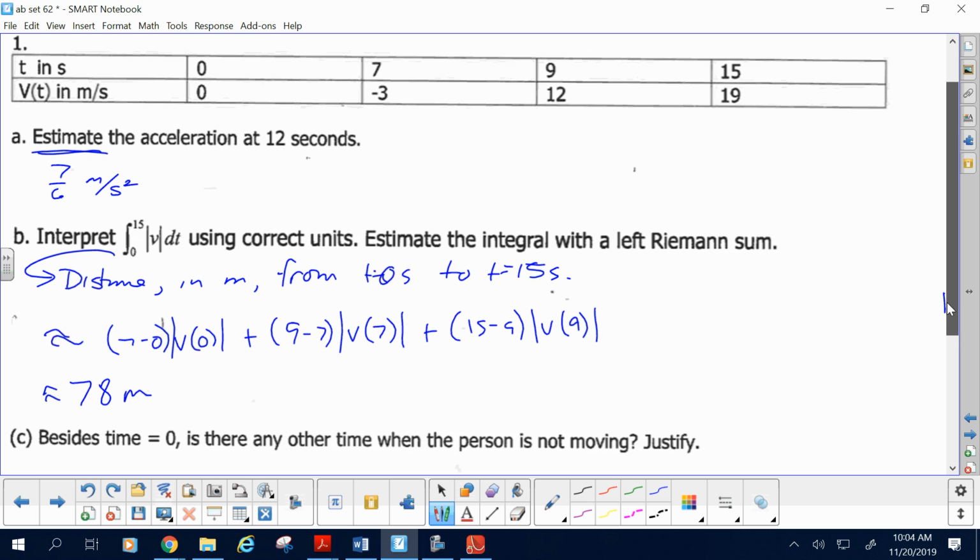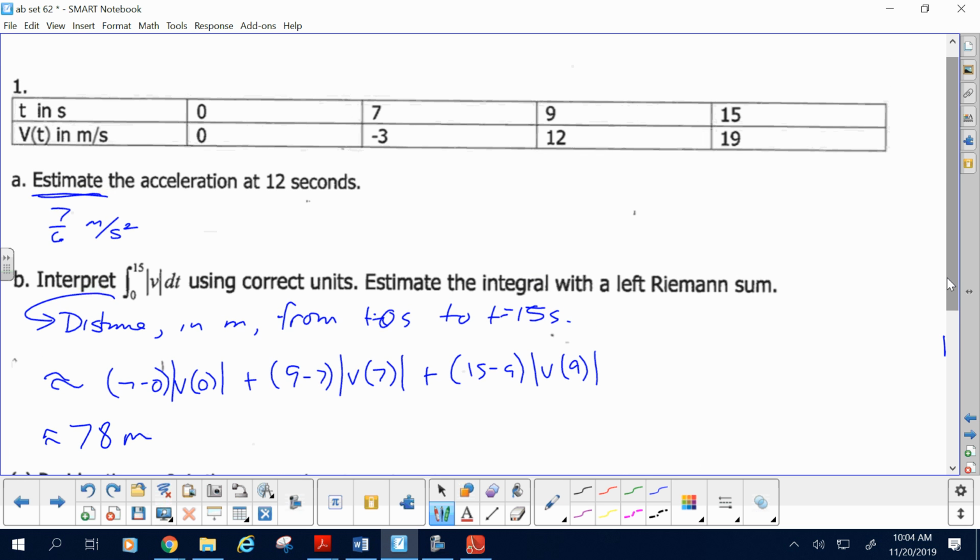Okay, so obviously at time equals 0, velocity is 0. Actually, let's go back. Do you agree not moving means velocity is 0? Okay, cool. Obviously from the table he's not moving at time 0. Is there another time when he is not moving, or velocity is 0? Yes. When? Between 7 and 9.